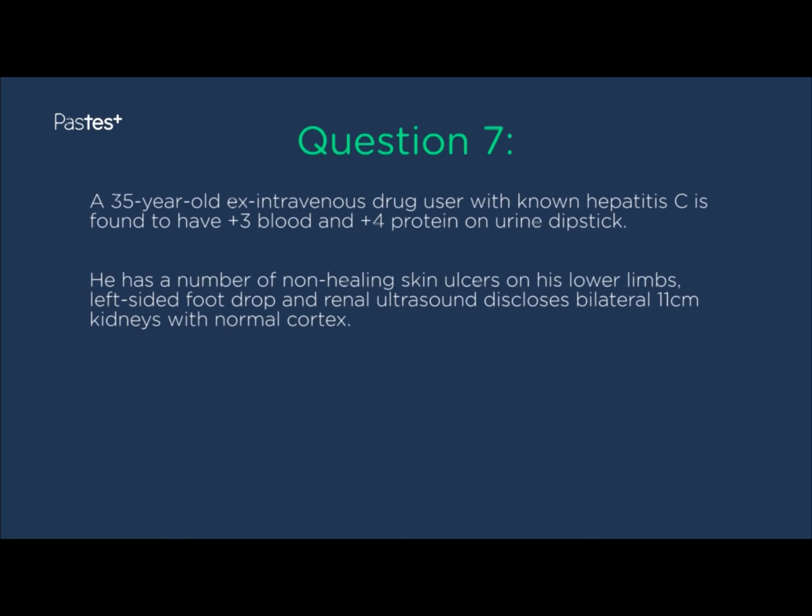The final question concerns a 35-year-old ex-intravenous drug user with known hepatitis C who is found to have 3+ hematuria and 4+ proteinuria on urinary dipstick testing. He has a number of non-healing skin ulcers on his lower limbs and also left-sided foot drop. A renal ultrasound scan demonstrates bilateral 11 centimetre length kidneys with normal looking cortex.